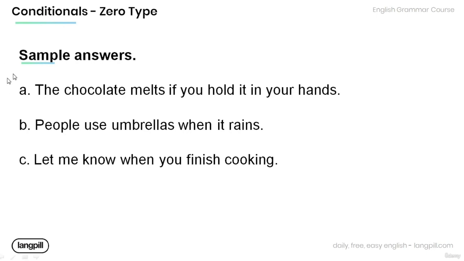Sample answers. The chocolate melts if you hold it in your hands. People use umbrellas when it rains. Let me know when you finish cooking.